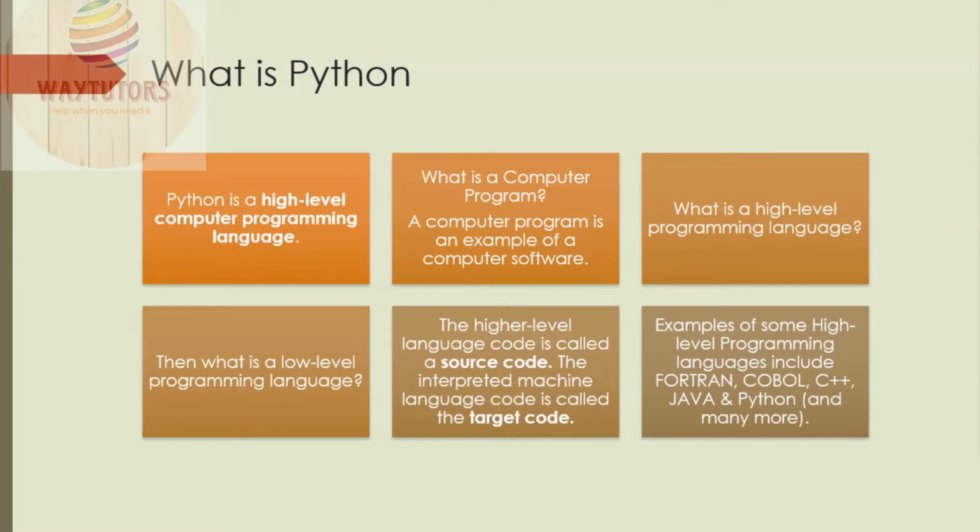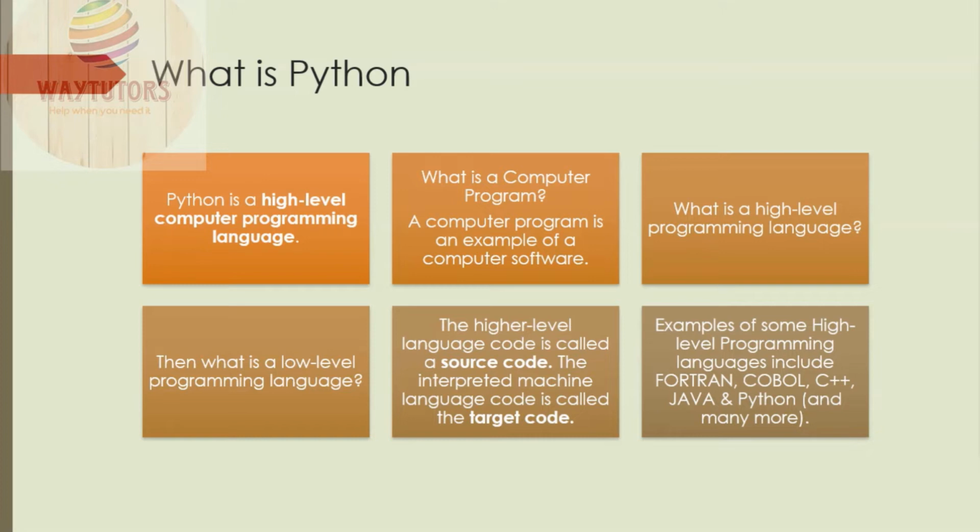So then, what is a high-level programming language? A high-level programming language is a computer program that enables a programmer to write programs independent of a particular type of computer. So then, what does a low-level computer programming language mean? A low-level computer programming language is one that closely matches the machine language of a computer.